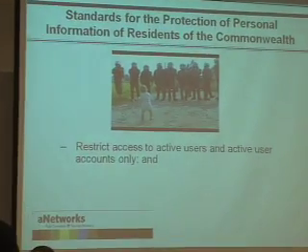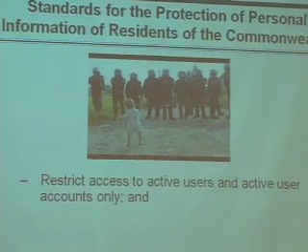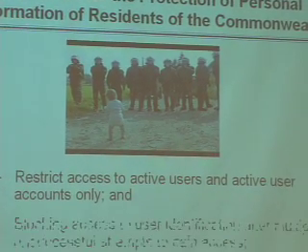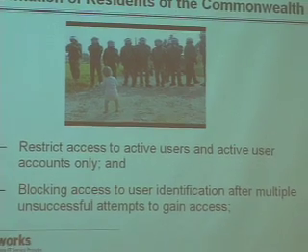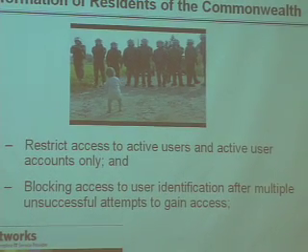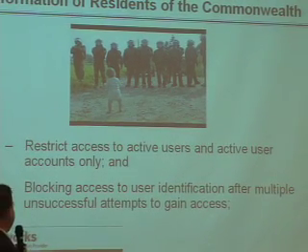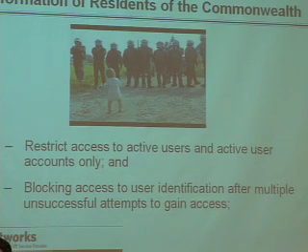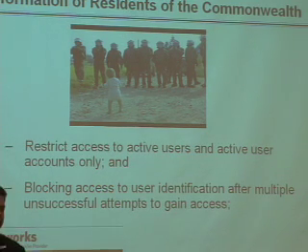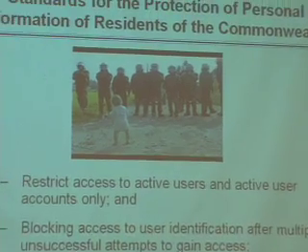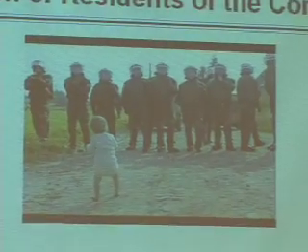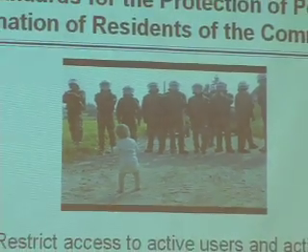Next one is restrict access to active users and active user accounts only, and block access to users' identification after multiple unsuccessful attempts to gain access. So the first one, restrict access to active users and active user accounts only. What is the policy and procedure in your organization when somebody is terminated? Change the passwords, right. And you've got to know what systems or what areas they had access to, so you can change those passwords appropriately.